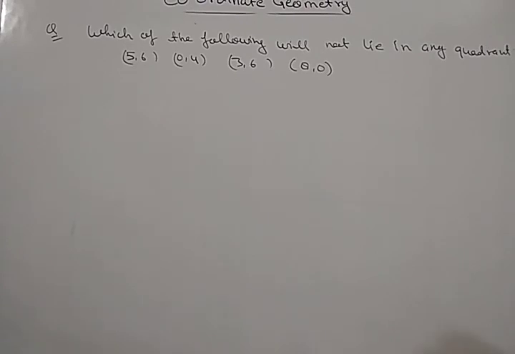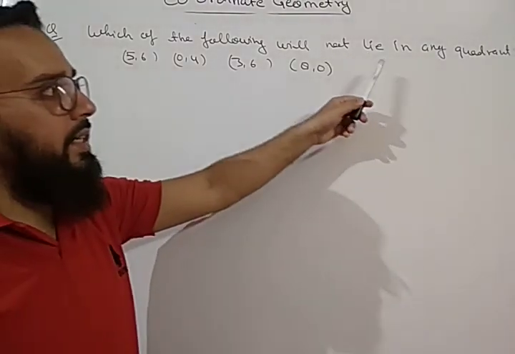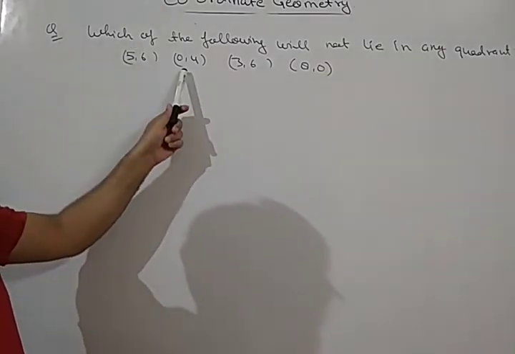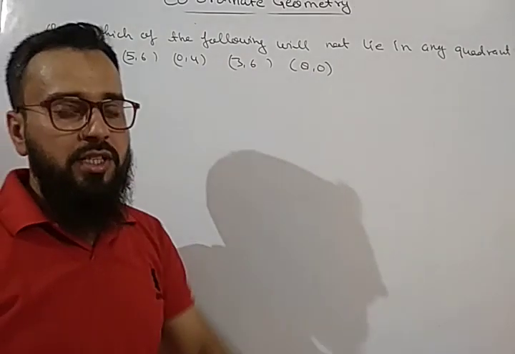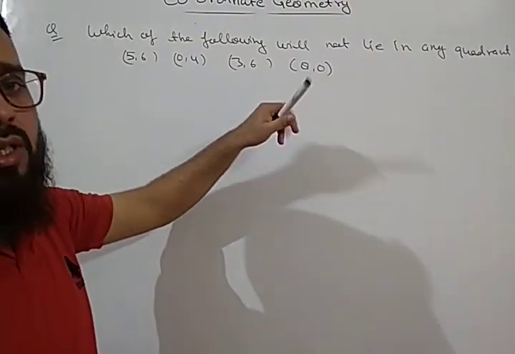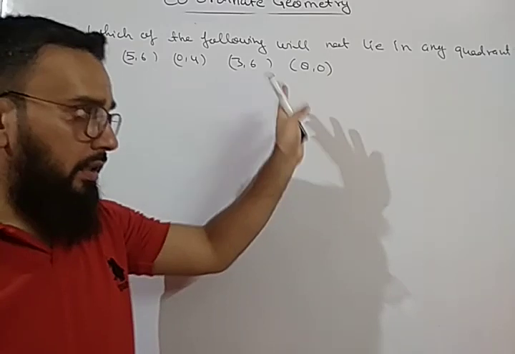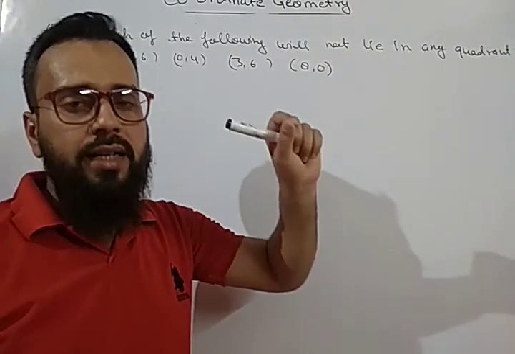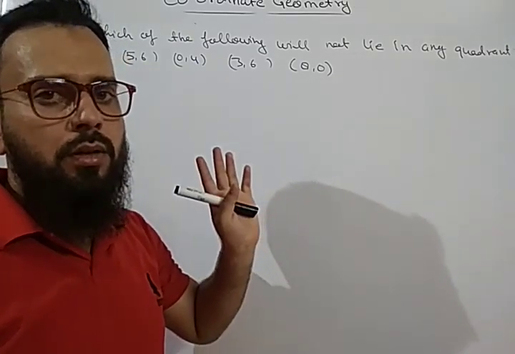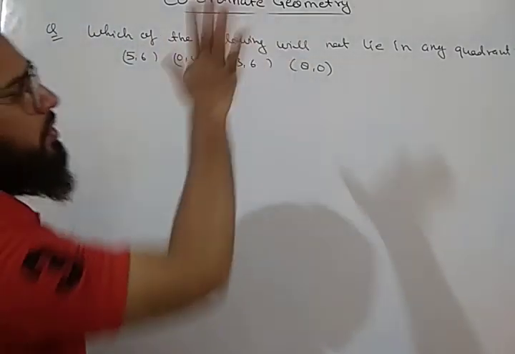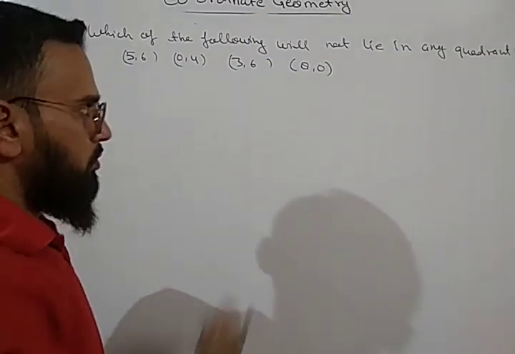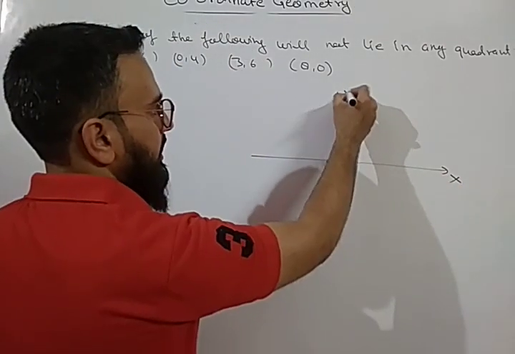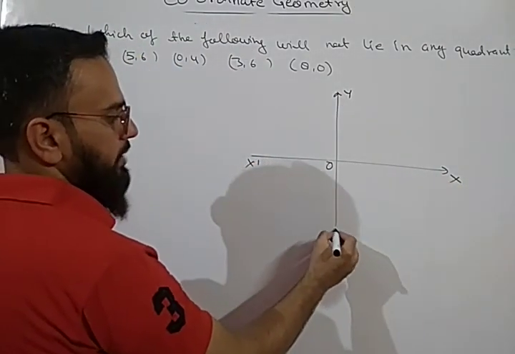Now the next question is, which of the following will not lie in any quadrant? We have been given 4 points: (5, 6), (0, 4), (3, 6) and (8, 0). I have taken this question because in one question we did earlier, I told you that we can take 0 on the positive side and we can take it in a quadrant. But whenever it is asked which of the following will not lie in any quadrant, let us check it. If you draw the graph, then you can mark the axes x, o, x dash, y, o, y dash.